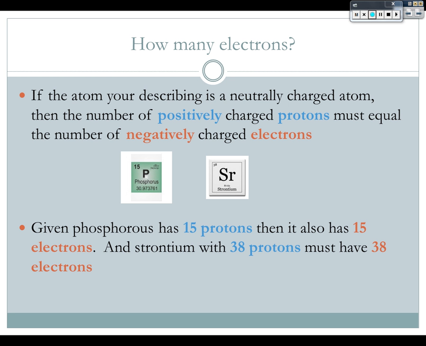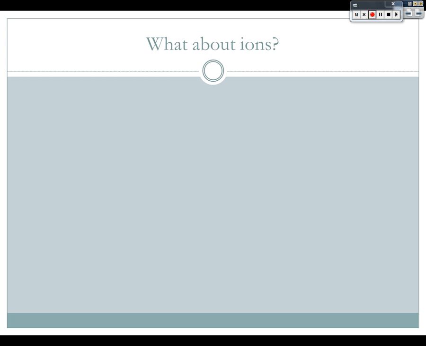Now, neutrons are neutral, so it doesn't matter that they don't always equal the number of protons or the number of electrons. Sometimes they do, but as atoms got bigger in size, they started having to have more and more neutrons. So you can always find the number of electrons from your number of protons if it's a neutrally charged atom. But you can't always find the number of neutrons.